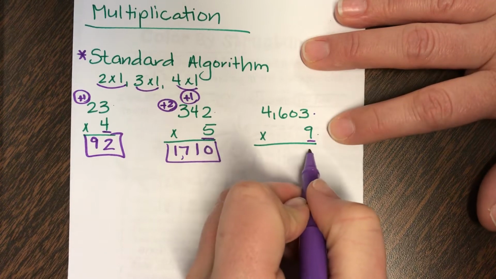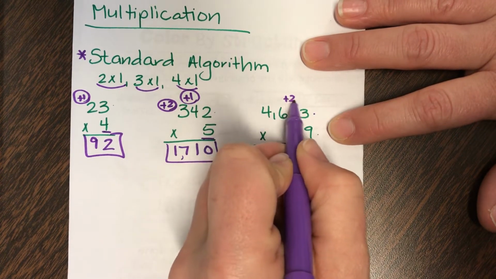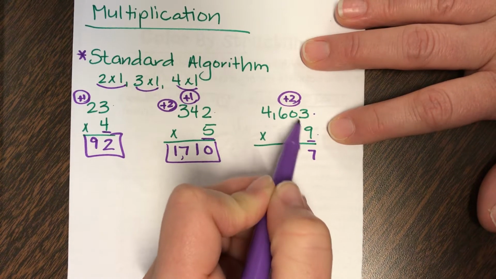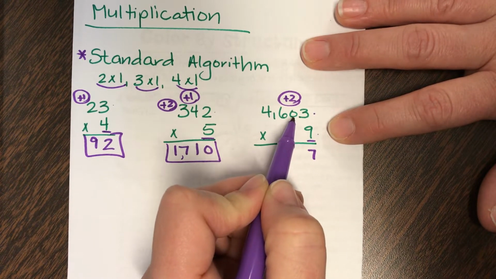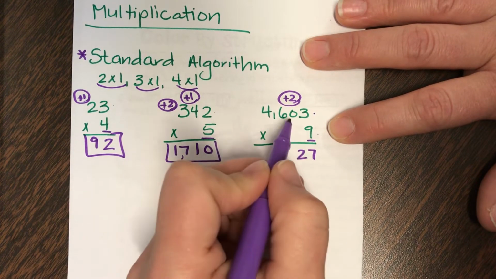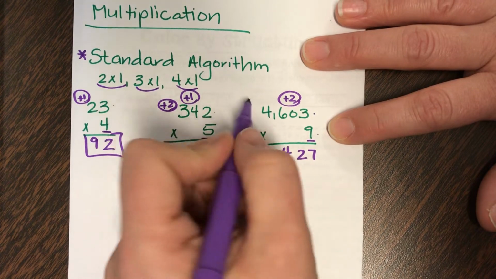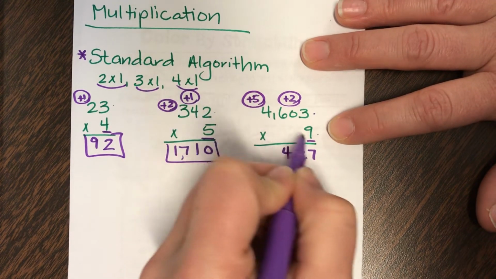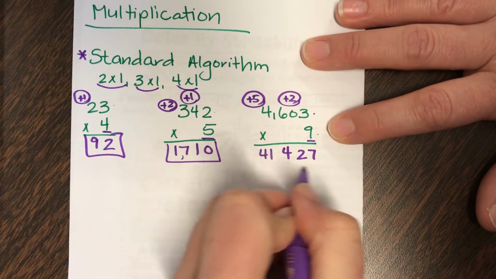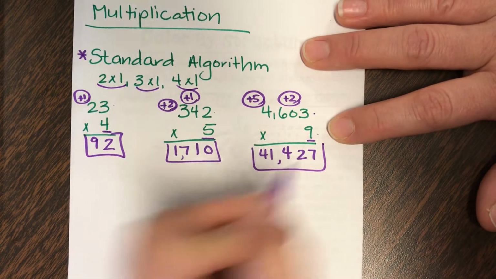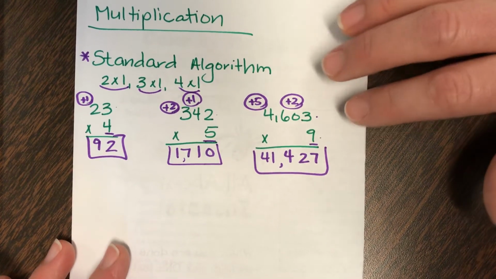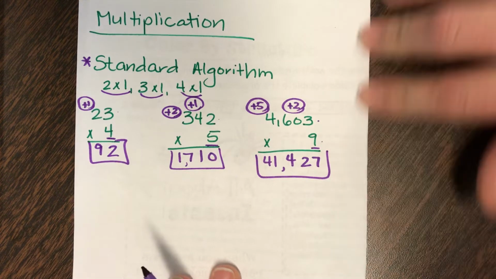So 9 times 3 is 27. Regroup the 2. Students may get stumped here because there's a 0, but we're just going to keep on trucking along. 9 times 0 is 0, plus that 2 is 2. So 2 would go right here. 9 times 6 is 54. Regroup that 5. 9 times 4 is 36, plus 5 more is 41. 1, 2, 3, comma, for an answer of 41,427. So this is what your students, or your children, should be able to do.